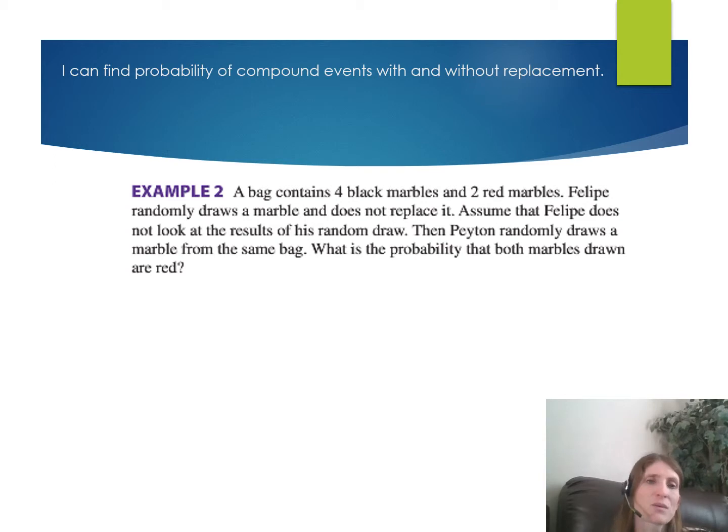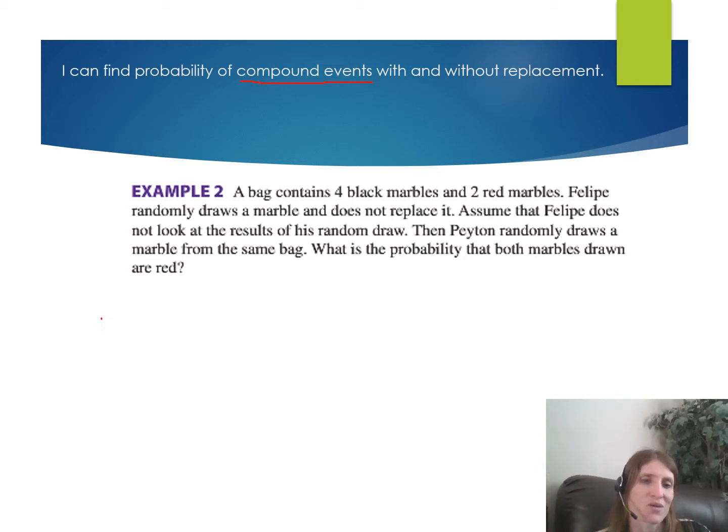All right, so some questions. This is finding probability of compound events, so compound meaning more than one, a couple events together maybe, with and without replacement. So you're going to look for keywords like putting it back or replacing it, or the keywords on the opposite of that would be leaving it out or not replacing it. So here's an example. A bag contains 4 black marbles and 2 red marbles.